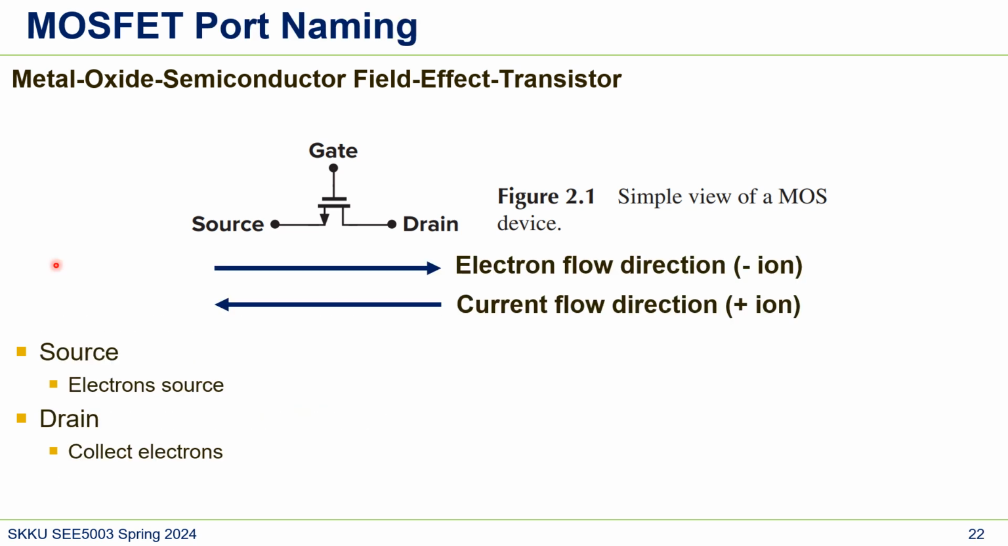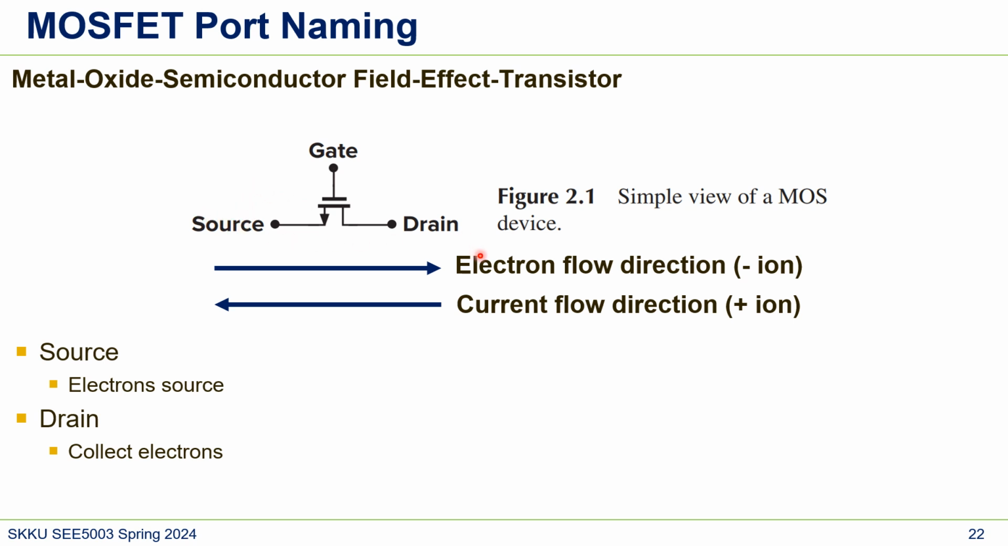Now, you may wonder how they named those three ports. Gate is kind of intuitive, right? Because it controls the current, so it's a gate. But why source and drain? Because this port is the source in NMOS, a source of electrons. This one collects electrons, so it's draining, in other words. That's why it's drain. So electrons flow from here to here.